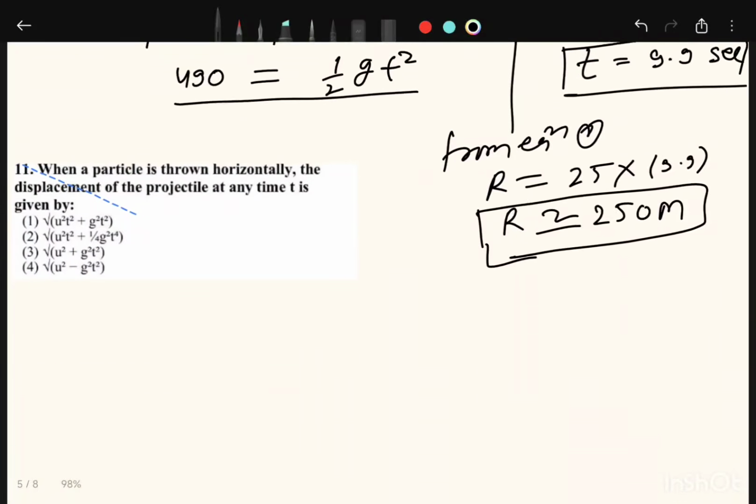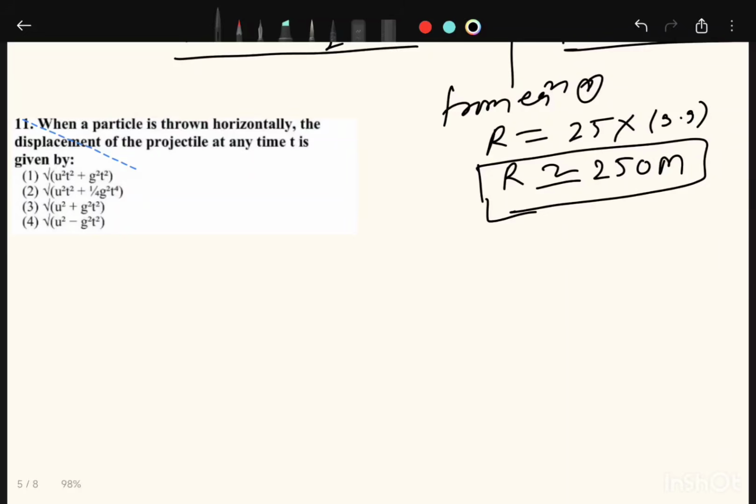So I hope this question is clear. Let me move to the next question. The next question is, when a particle is thrown horizontally, the displacement of the particle at any time t is given by, right? So we are asked the displacement of your particle after some time.